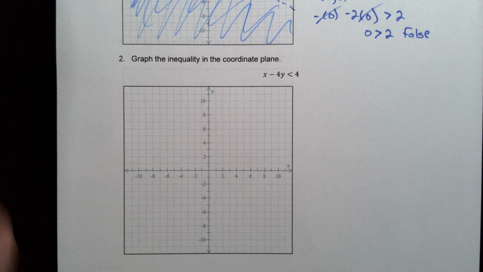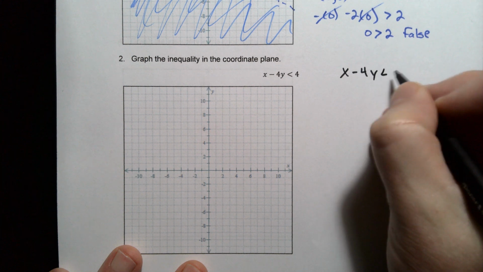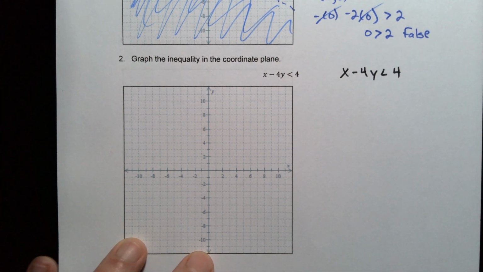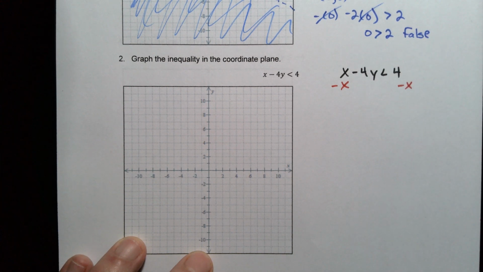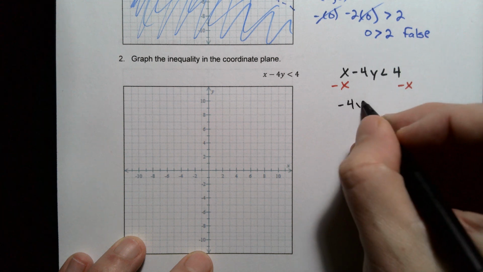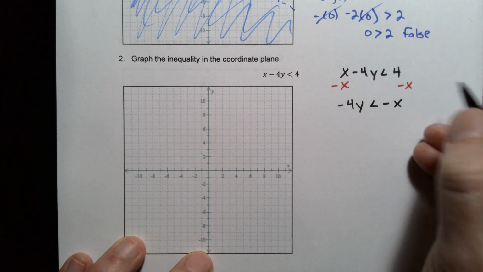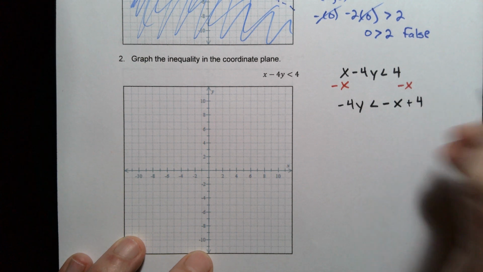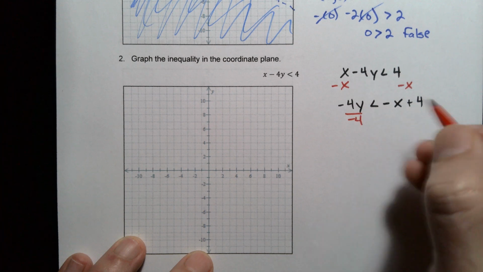So we've got x minus 4y is less than 4. Okay, so let's get that over here. Minus 4y is less than 4. I want to solve this for y. So I'm going to subtract an x from both sides. So that will give me negative 4y is less than, I'm going to put the negative x first because I want it in mx plus b form, so negative x plus 4. And then I'm going to divide both sides by that negative 4.